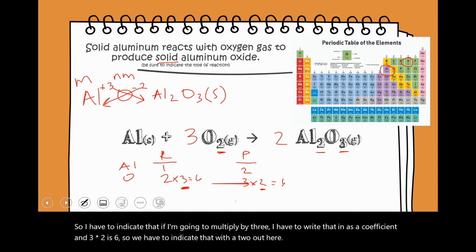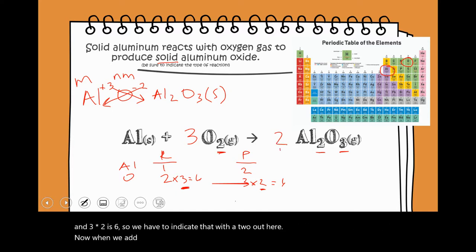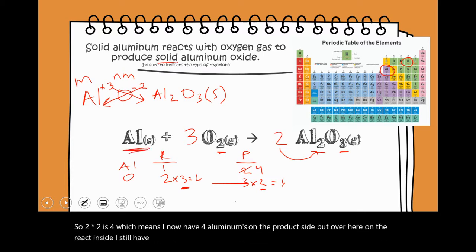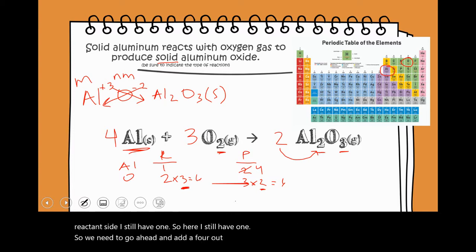Now, when we add that, we have also changed aluminum because we have to multiply this 2 by everything. So 2 times 2 is 4, which means I now have 4 aluminums on the product side. But over here, on the reactant side, I still have 1. So we need to go ahead and add a 4 out front because we have 4 aluminums on the product side and now 4 on the reactant side.